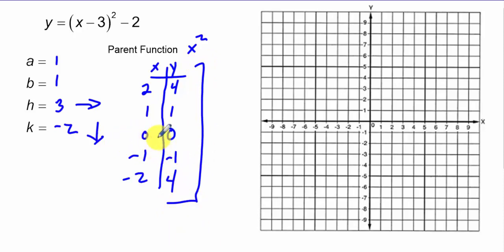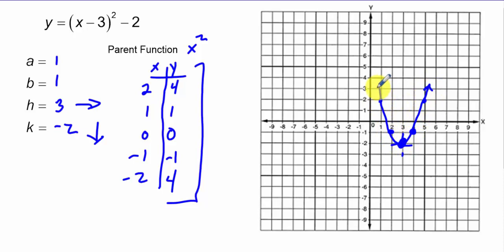So what I'm going to do is I'm going to move the vertex. 0, 0 is going to go to the right 3 and down 2. So what I usually do is I put a little crosshair right where that new origin is going to be. And I put my new origin right there. And now I know this is the same exact graph as x squared. It's just been moved. So if I go over 1 and up 1, I get to a point. If I go back 1 and up 1, I get to a point. If I go over 2 and up 4, I get to another point. And if I go back 2 and up 4, again, I get to that other point. There's my graph.